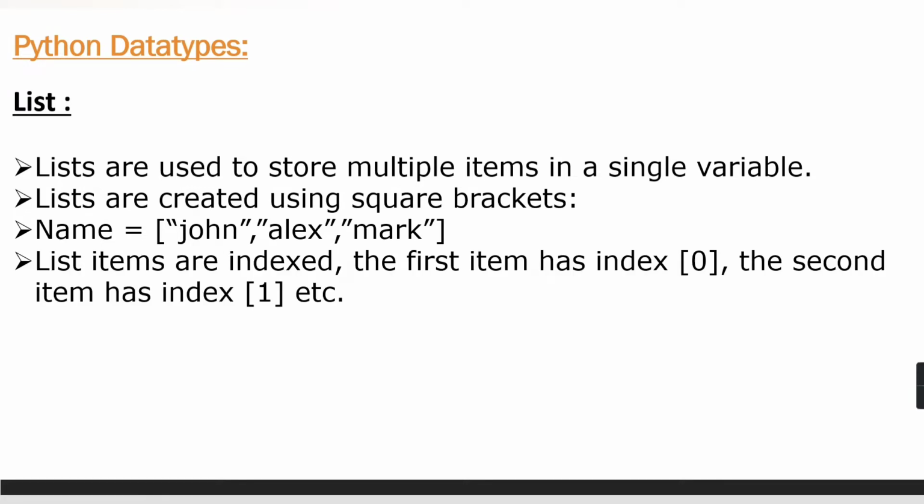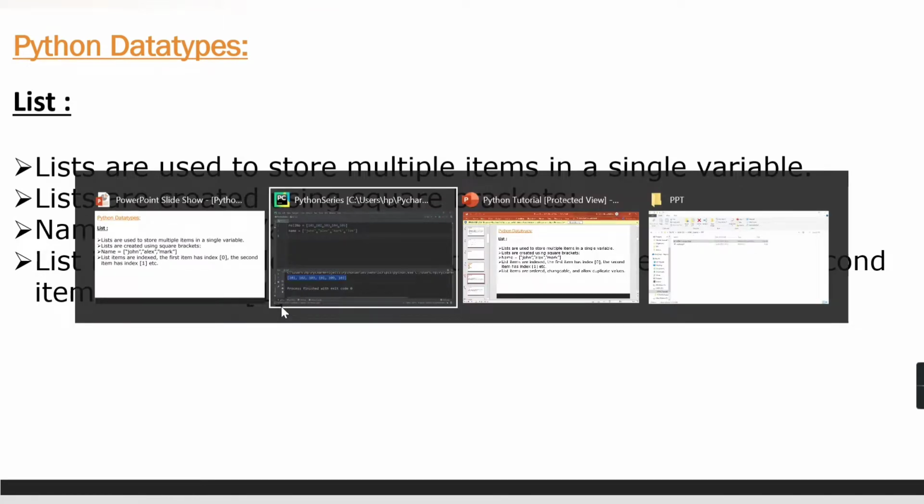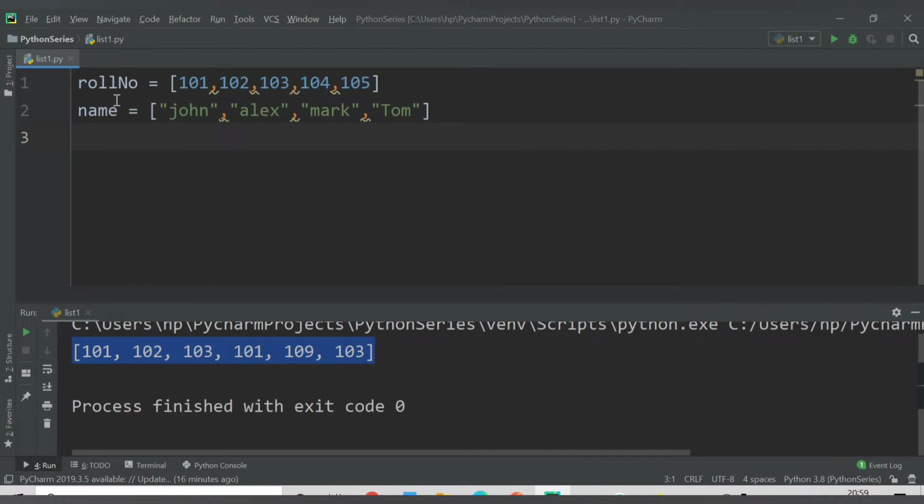In this video, we are going to learn that list items are indexed. The first item has index 0, the second item has index 1. So let's check in our code how we can check this. Currently I have these two lists, roll number which has these values and name which has these values.